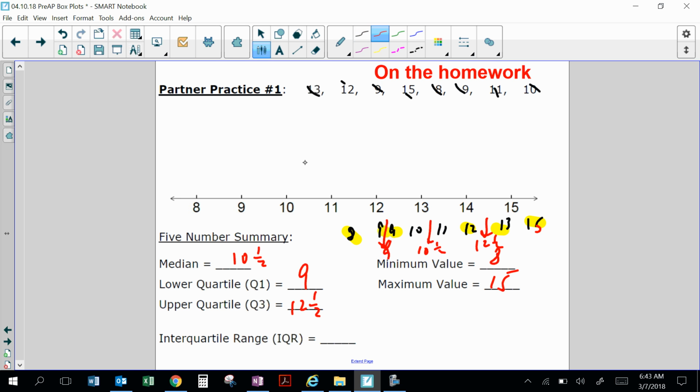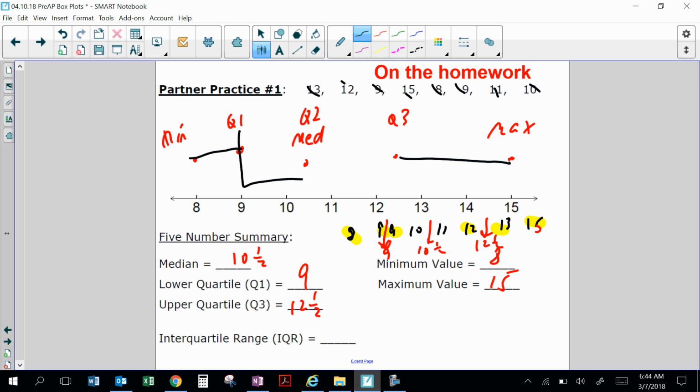So 10 and a half, that's our median. You could call that quartile 2 if that's what you choose. Quartile 1 is 9. Quartile 3 is 12 and a half. 8 is the minimum. 15 is the maximum. Let's make a box plot. These are the tails. And then we draw a little box around here. And that is our box plot.